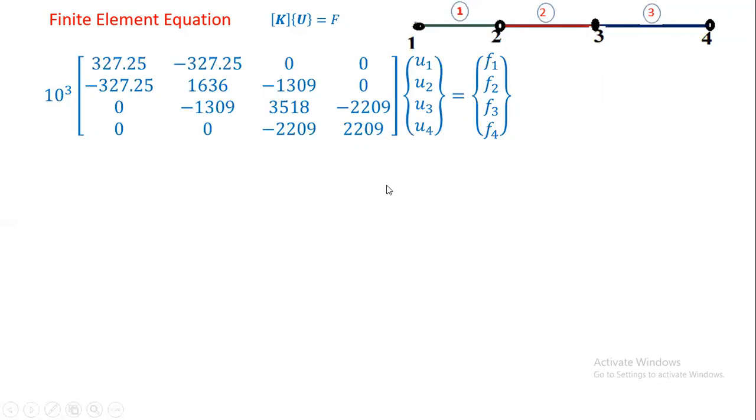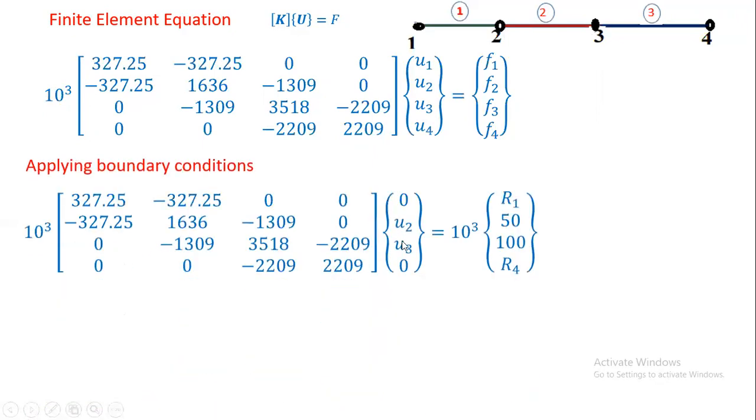So your finite element equation with boundary conditions, you will get this one. You see here 0 because it is fixed, 0 because it is fixed. Now R1 is the support reaction, and the force at node number 2 is 15 into 10 raised to 3. The force at node number 3 is 100 into 10 raised to 3, and R4 because node number 4 is fixed. Now we have to solve this for U2 and U3.